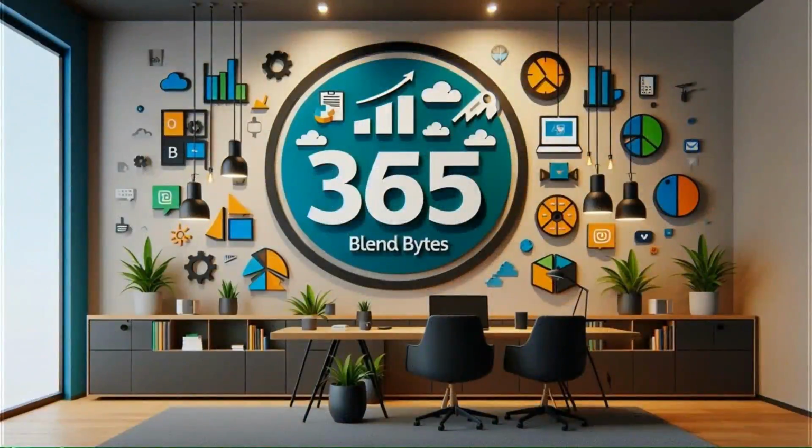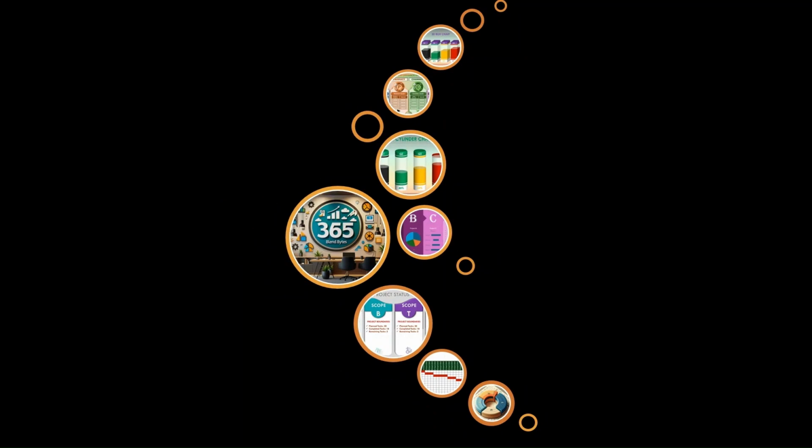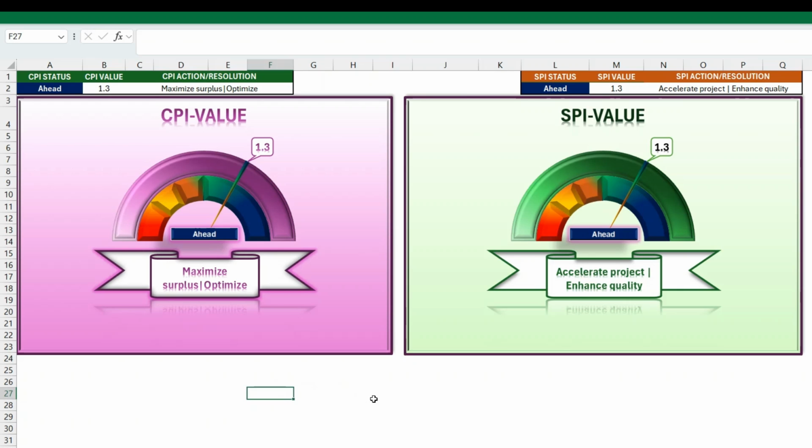In this tutorial, I'll guide you through creating a gauge chart in Excel to display the cost performance index and schedule performance index for a project. Here's a quick look at the final gauge chart in action, dynamically reflecting the project's CPI and SPI statuses.